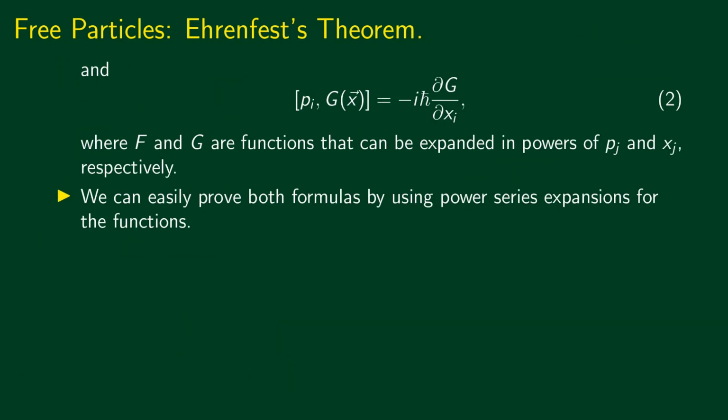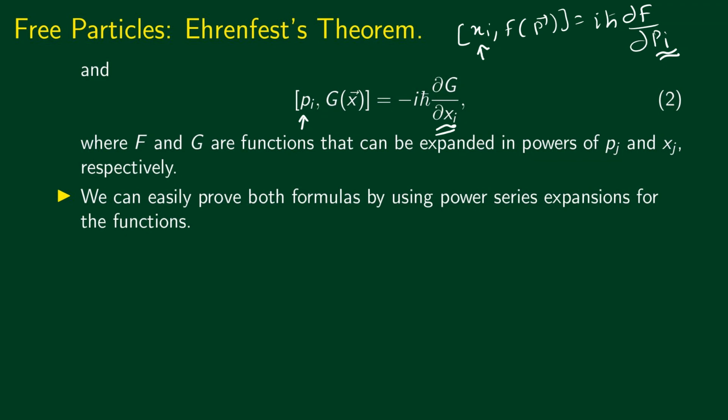In the same way it can be shown that the commutator of the ith component of the momentum operator with some function of the position operator is given by minus iħ times the partial derivative of g with respect to x_i. Earlier we had the commutator of x_i with some function of p vector equal to iħ multiplied by the derivative of f with respect to p_i. Here we have the commutator of p_i with some function of x vector, which is minus iħ times the derivative with respect to the ith component of position. So in the first case the commutator is with the ith component of position, and the derivative is with respect to the ith component of momentum. In this case, the commutator is with the ith component of momentum, and the derivative is with respect to the ith component of position.